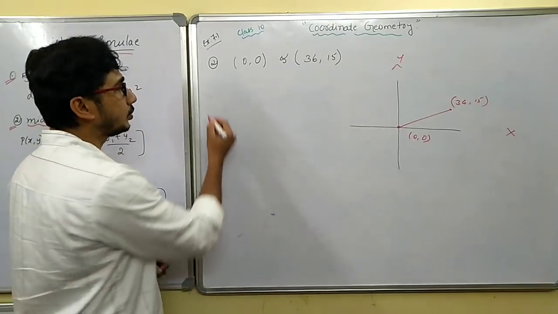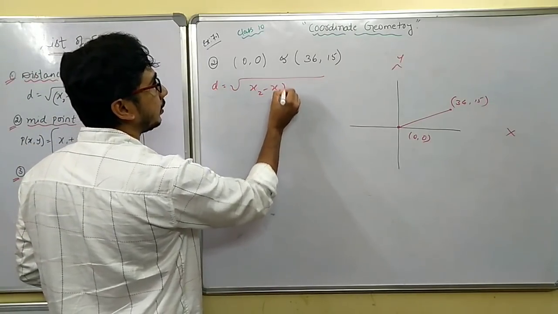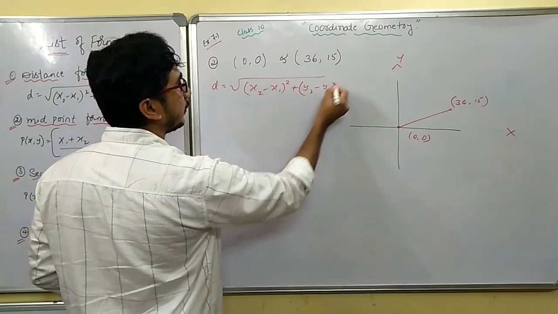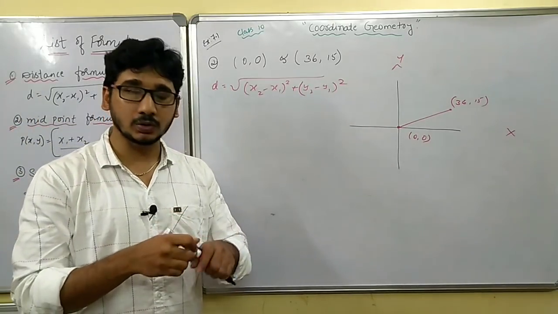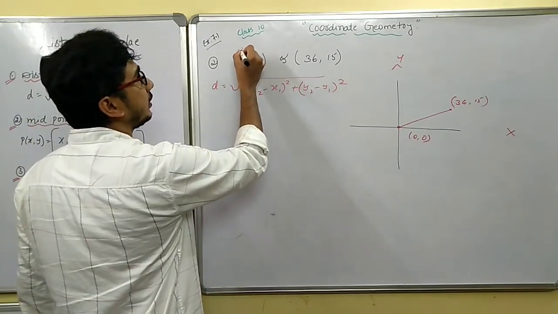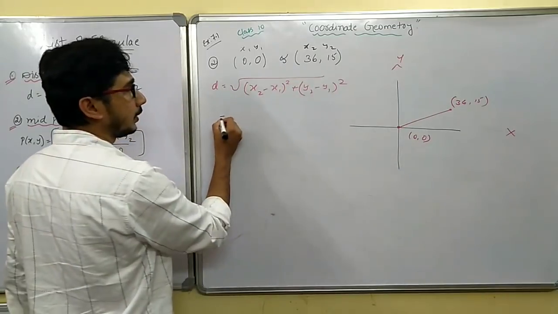So as usual, the formula is d is equal to root of (x2 minus x1) whole square plus (y2 minus y1) whole square. I will find it with the 2 formulas also. You have to see the difference between those 2. You will get the same answer. No need to worry.